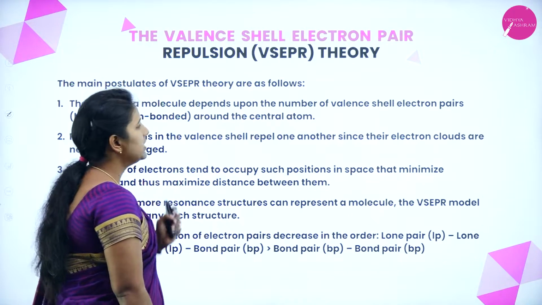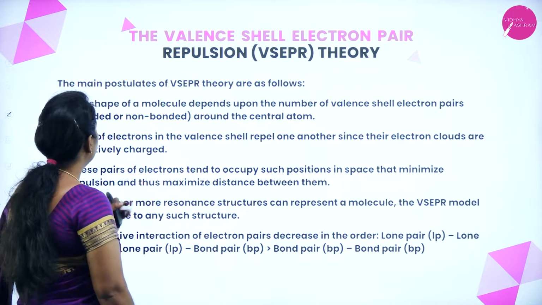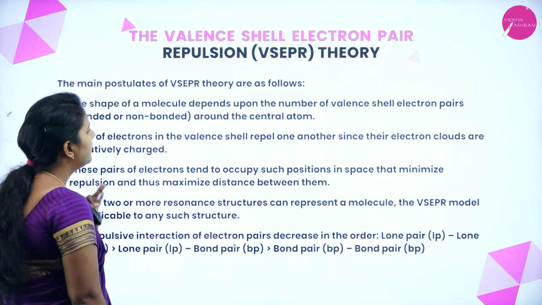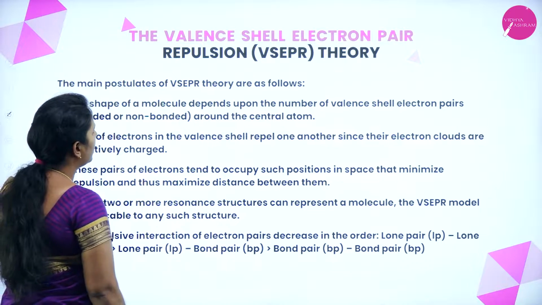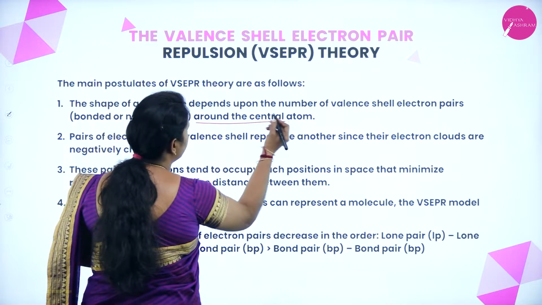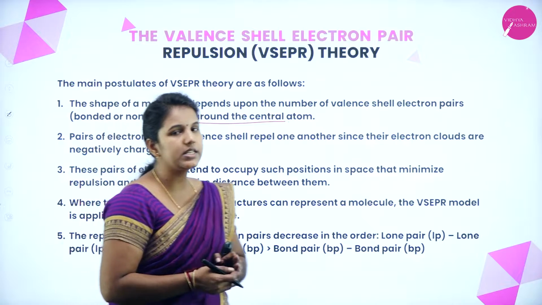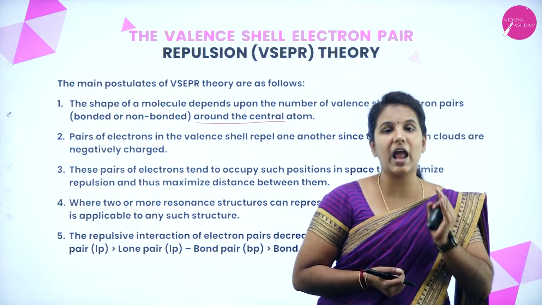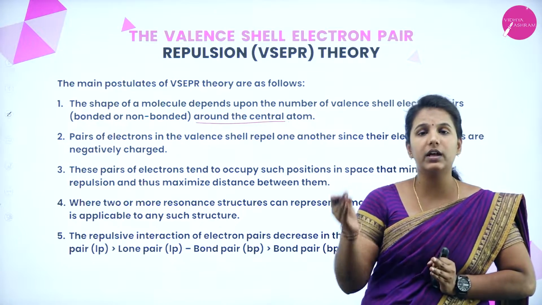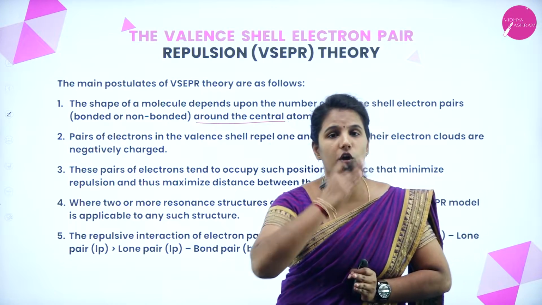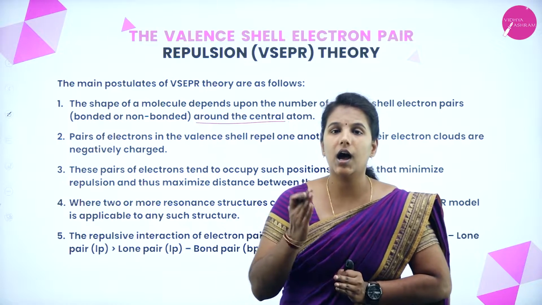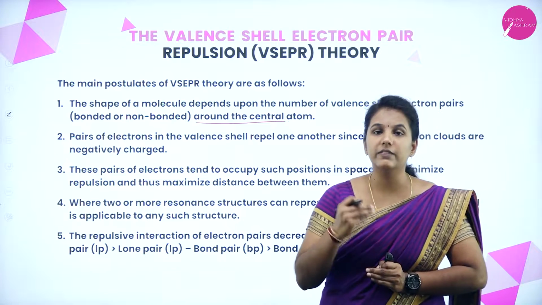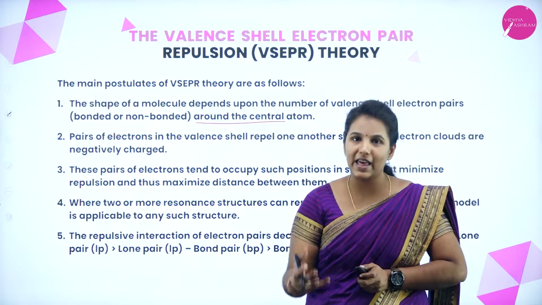The VSEPR theory states that the shape of the molecule depends upon the number of valence electron pairs around the central atom. So what does the first postulate say? The first postulate says that the shape of the molecules can be predicted based upon the number of valence electrons in the outermost shell of an atom, especially of the central atom, that we consider.